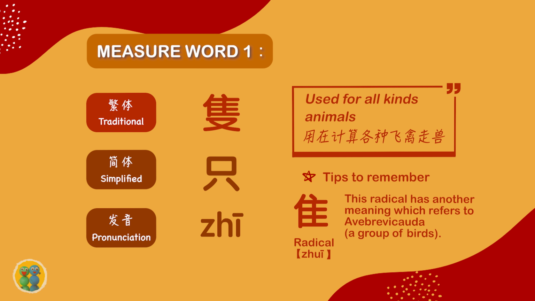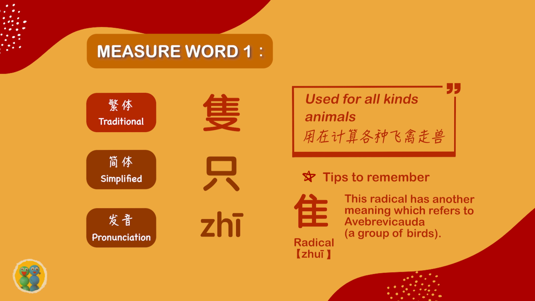The first measure word is 只. 只 is used for all kinds of animals, but it's not specific enough. But there are measure words for certain kinds of animals, and we will talk about those measure words in this episode too. But the first measure word, you can basically use it for all kinds of animals. Like if you forget the measure word for a certain kind of animal, you can use this measure word 只 to refer to it, and it is fine.